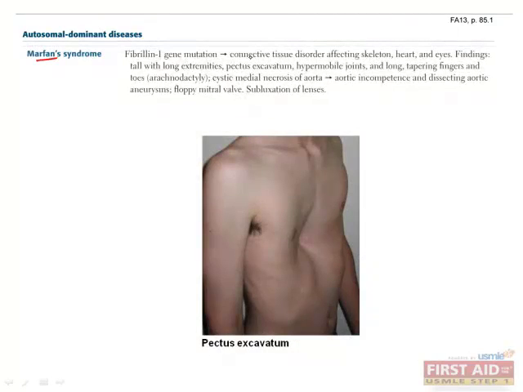Marfan syndrome is a connective tissue disorder which usually affects the skeleton, heart, and eyes, and results from a defect in the gene fibrillin. Findings include tall stature with long extremities and arachnodactyly, which means long, tapering fingers and toes, pectus excavatum, which is a concave chest, and hyperextensive joints.